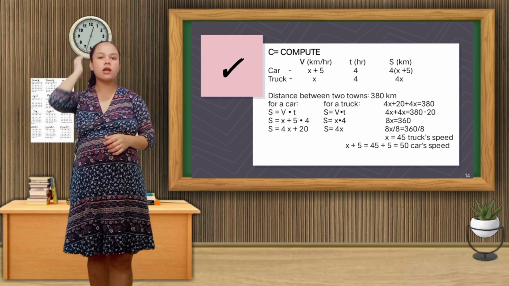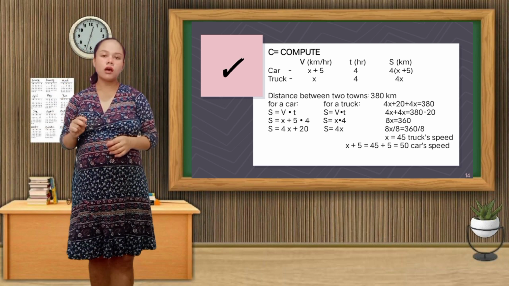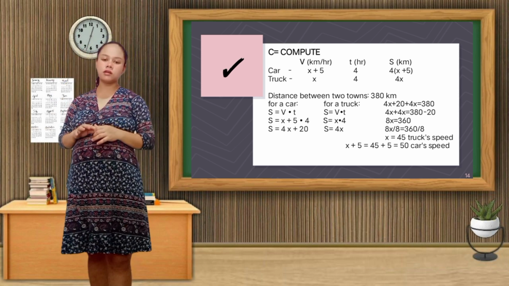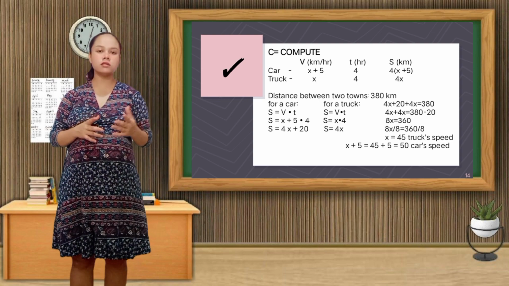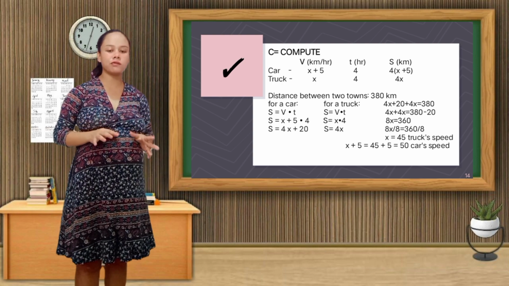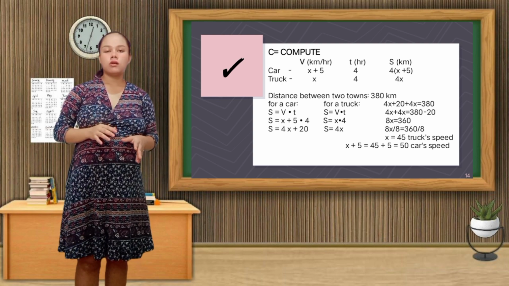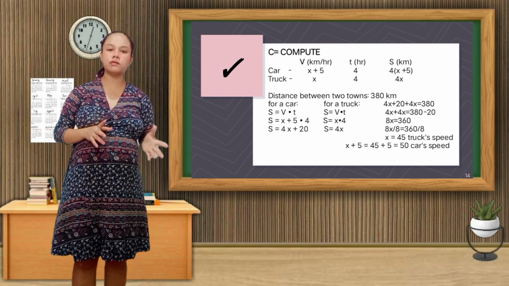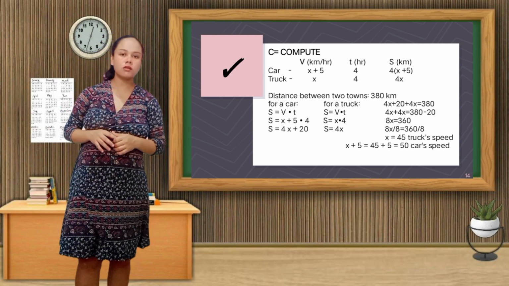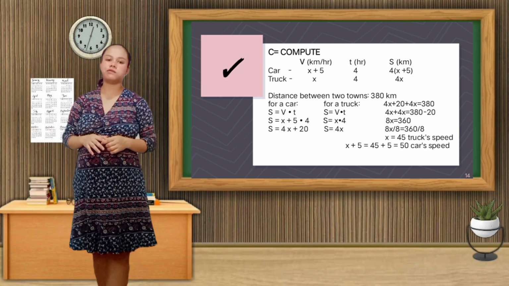So that is our answer, the speed of the truck. And next, let's get the car's speed. We have x plus 5 is equal to, the x is 45. So 45 plus 5 is equal to 50. So the car's speed is 50.